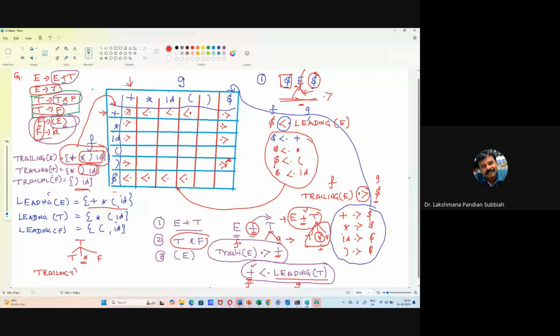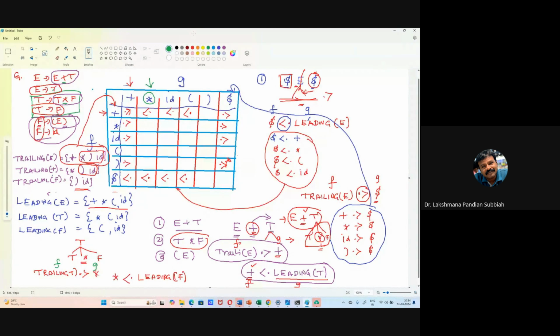Trailing of T has higher precedence than the next coming star. This is one rule. Now, for the star, the next coming symbol is leading of F. This star has less precedence than leading of F. So now we are getting this is F of, this is G of. So you take the G star. So this star you take. You have to fill the column.